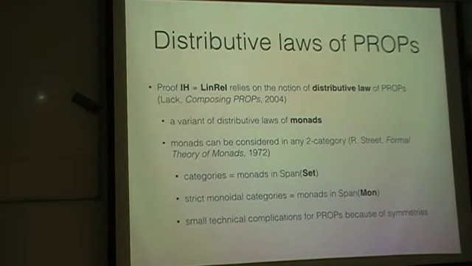And it's a little bit weird, right? Because what do props have to do with monads? That's the first natural question that arises. Well, it turns out that since monads can be considered in any 2-category, which is this beautiful work by Ross Street from the 70s, the formal theory of monads, actually, and this is the really weird point, a category is the same thing as a monad in the span of sets.